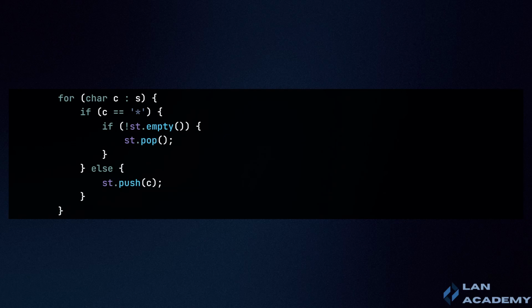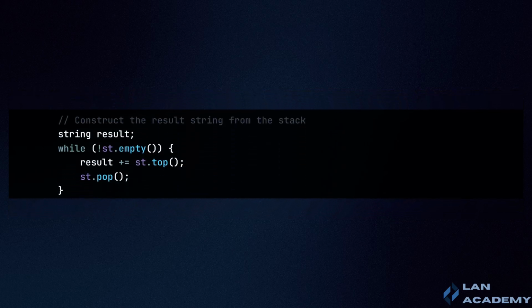Once I have processed all the characters in the string, I initialize an empty string called result. I then iterate through the stack, adding each top element to the result string until the stack is empty. This step collects all the remaining characters in the correct order.